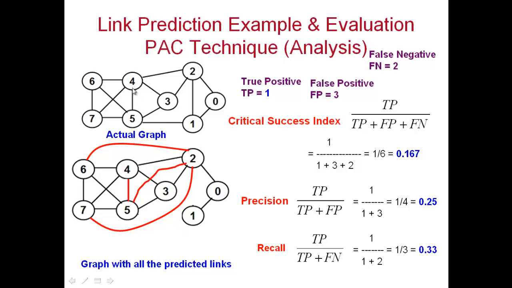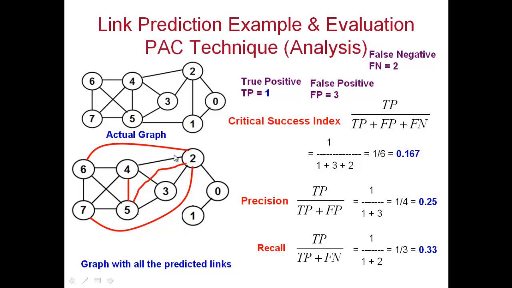So we predicted a link that is actually there, 4 5. Among the 4 links, only one of them really existed in the graph. The other 3 do not really exist in the graph. So you are predicting 3 links, the 2 5, 2 7 and 2 6. Those 3 links do not really exist in the graph. So that is called a false positive. Predicting something that is not there is called a false positive.